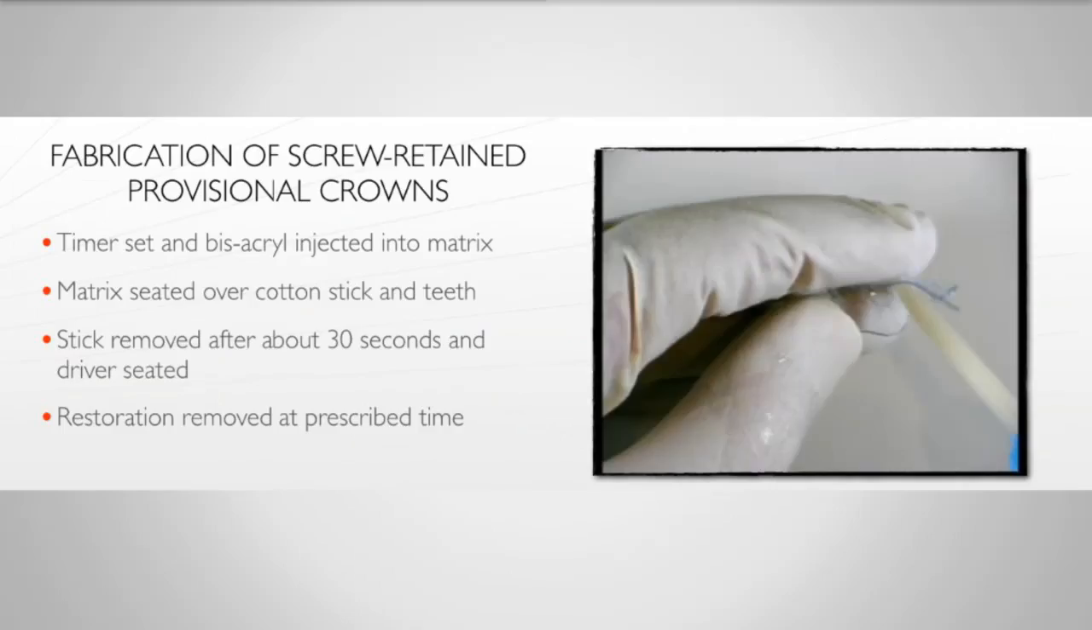So let's look at another video to illustrate that. So you set the timer, inject the Visacryl. You have the matrix seated over the stick in the provisional cylinder. After about 30 seconds, remove that stick and place the driver, and then remove the restoration at the prescribed time. So let's take a look at this.